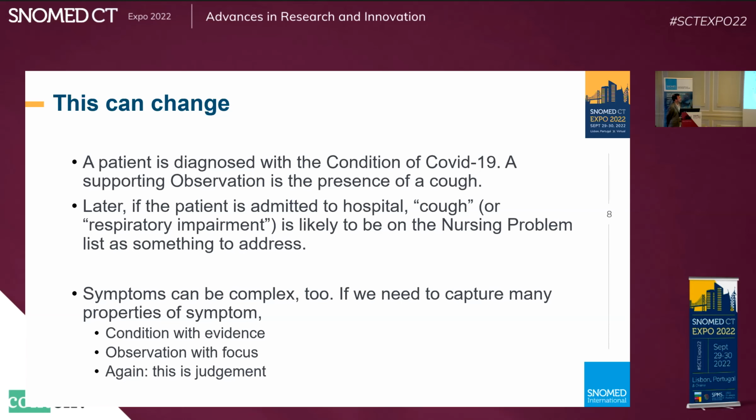There can be ragged boundaries and changes. So for instance, one example would be you're diagnosed with COVID, and one of the facts that supports this diagnosis is the presence of a cough. So you might have a condition of COVID and an observation of cough present. And later you might be admitted to the hospital, and at that point, the cough may become something that is managed, that for the nursing staff is not simply objective information. We're managing the respiratory impairment in the nursing terminology. That would be something that would definitely require concern and intervention and expenditure of resources to address in the role of care provider.